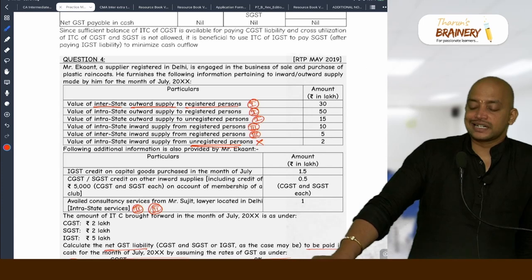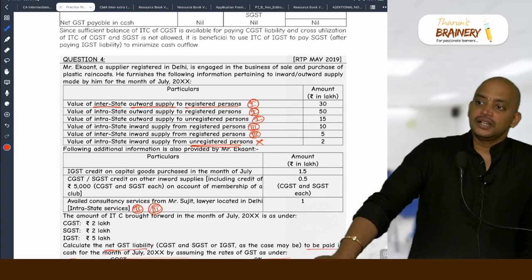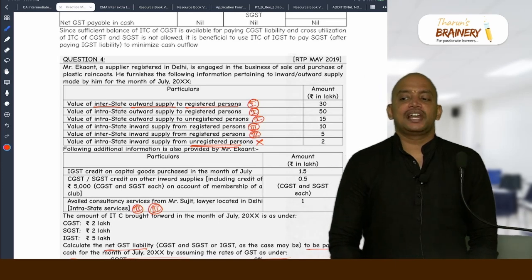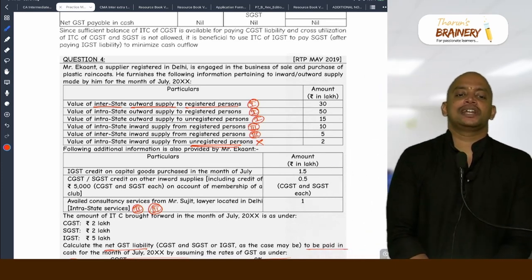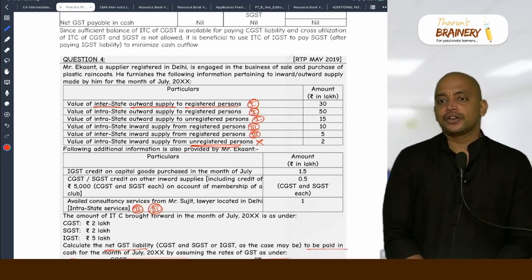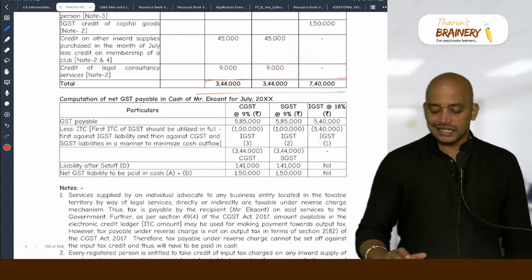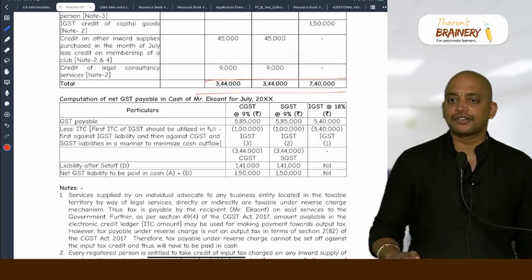How much is that IGST credit? So first we will use 5,40,000 for IGST. So minus 5,40,000 in IGST column. Still how much you have? 2 lakhs. Now if you see CGST credit, SGST credit, 3,44,000, 3,44,000 equal only we have.